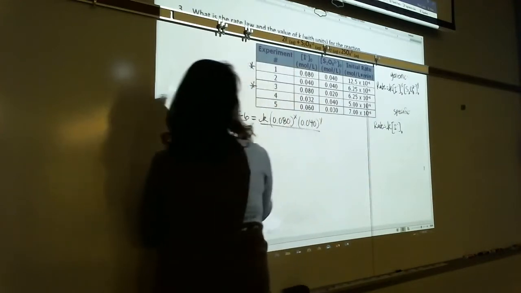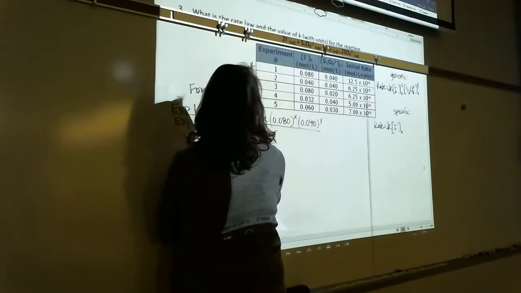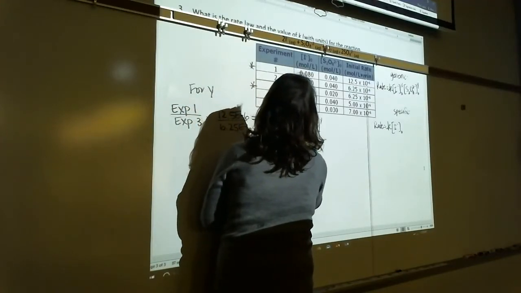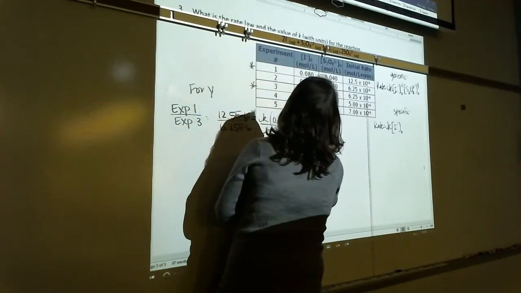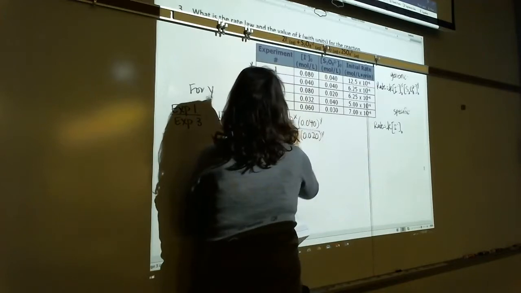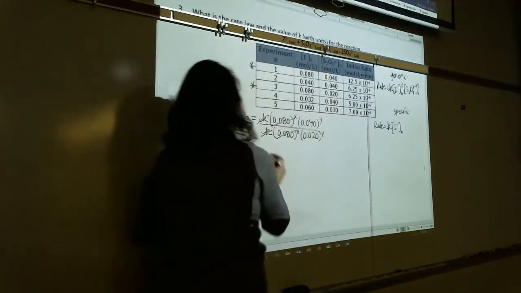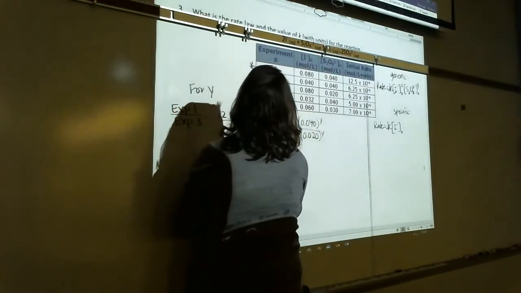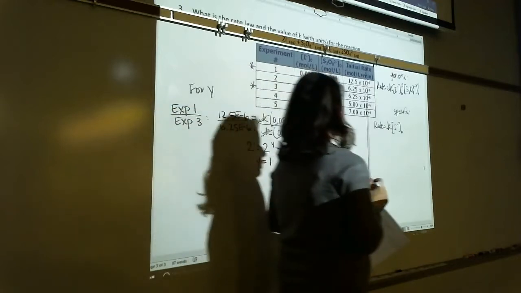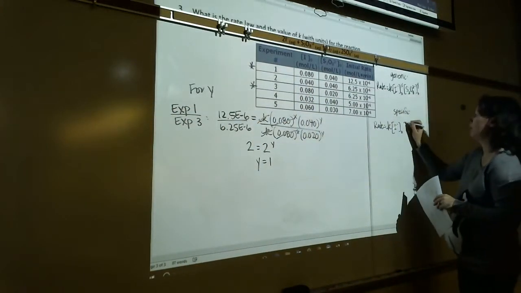Dividing that by trial 3, the rate at trial 3 is 6.25 times 10 to the negative 6. K, 0.080 to the X, 0.020 to the Y. K's cancel, X quantities cancel, so that gives me 2 is equal to 2 to the Y, therefore Y equals 1. Okay, so it's first order with respect to both reactants, second order overall.